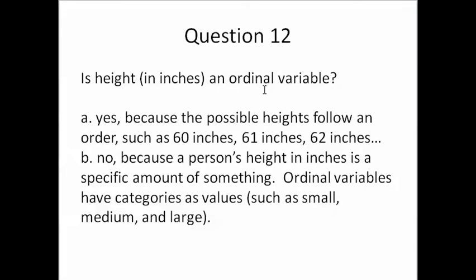Height is not an ordinal variable because even though the possible heights do follow this order from lower heights up to bigger heights, we're not talking about categories. We're talking about specific amounts. So it's not ordinal. An ordinal variable has to have values that are categories. An ordinal variable is something like child, adolescent, and adult, with just categories that follow an order. So this one is B, no. It's an amount of something, which means it's not an ordinal variable.